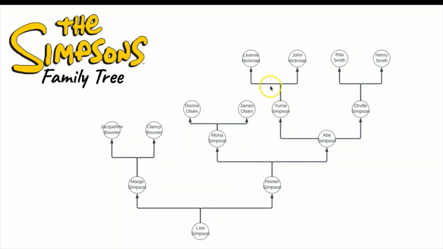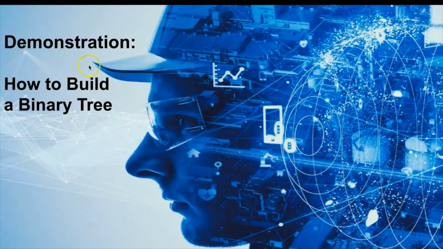We're going to use the concept of a binary tree to add these people to a family tree and be able to search different types of information that we're trying to find. So let's get right into it, so that we can actually see how to build and code a binary tree.